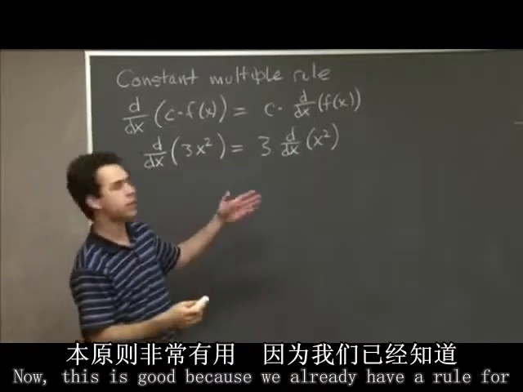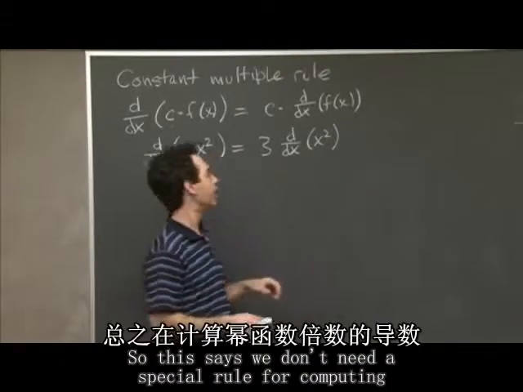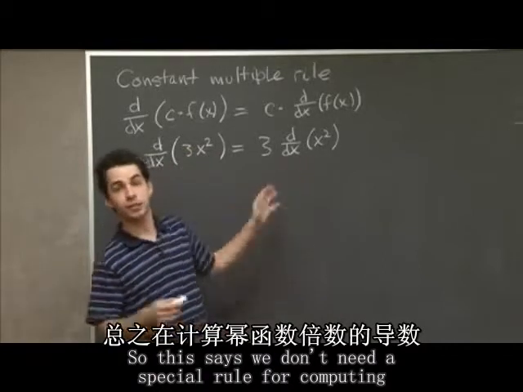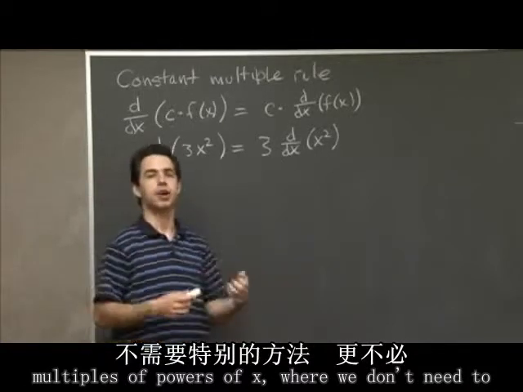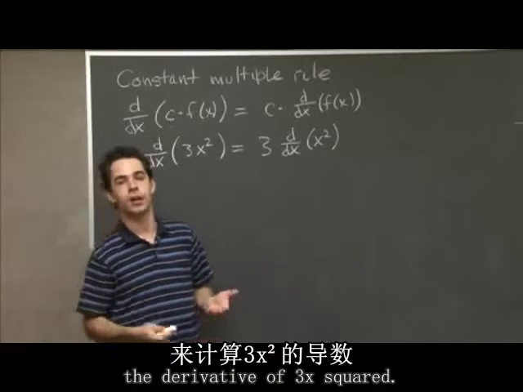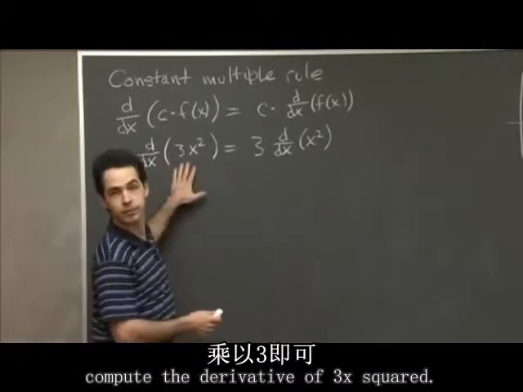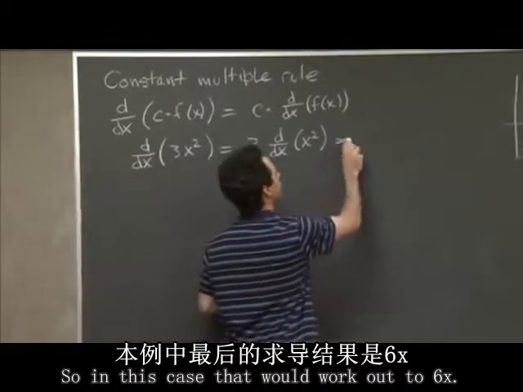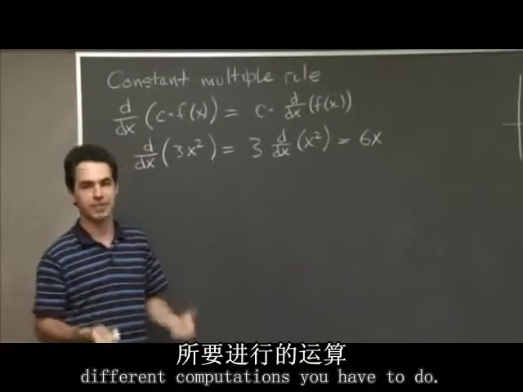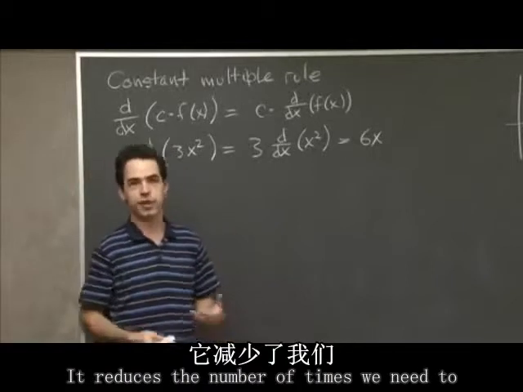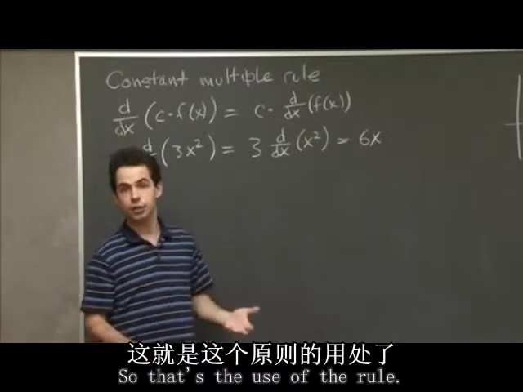Now this is good because we already have a rule for computing derivatives of powers of x. So this says we don't need a special rule for computing multiples of powers of x. We don't need to go back to the limit definition to compute the derivative of 3x squared. We can just use the fact that we know the derivative of x squared in order to compute the derivative of 3x squared. So in this case, that would work out to 6x. So it simplifies the number of different computations we have to do. It reduces the number of times we need to go back to the limit definition. So that's the use of the rule.